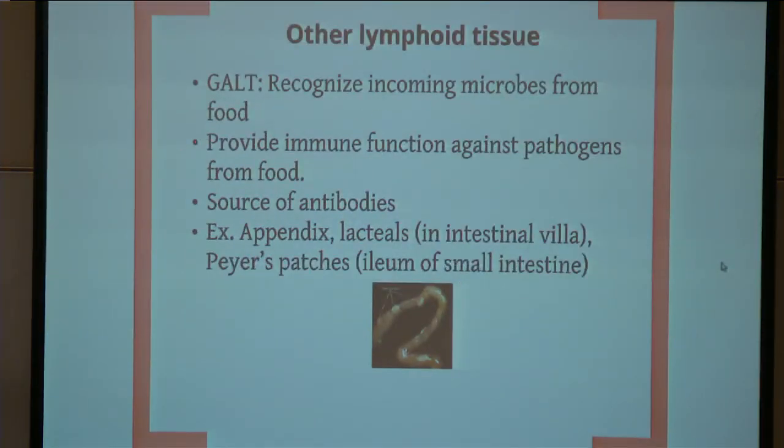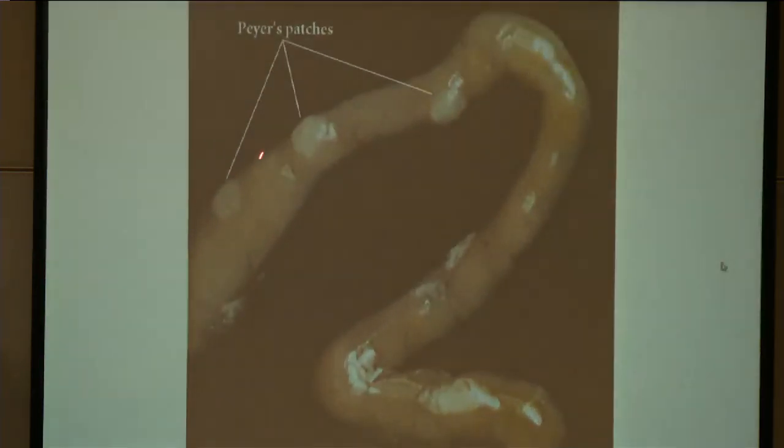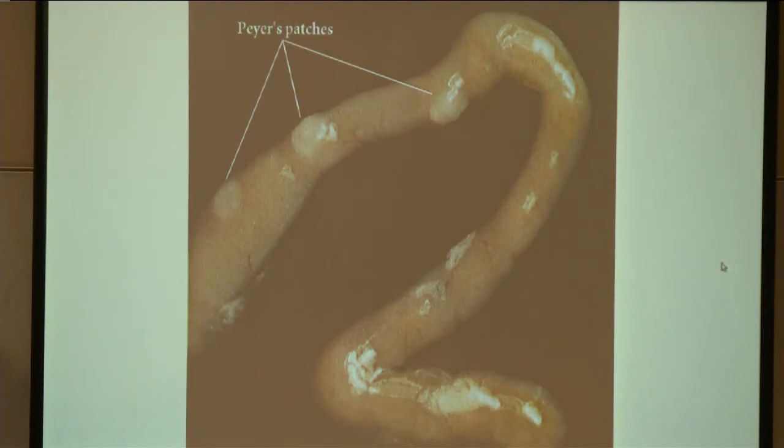Other types of lymphatic tissue, we talked about GALT, MALT already. The appendix as well, just clusters of lymphatic tissue. Tonsils, these Peyer's patches, this is what they look like along the intestine. It looks abnormal, but they're little pockets of immune tissue.